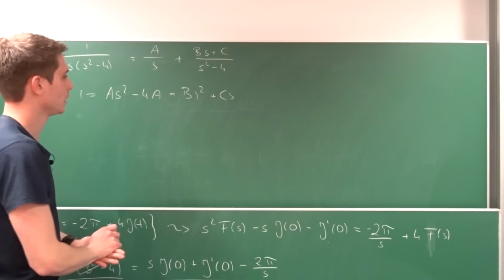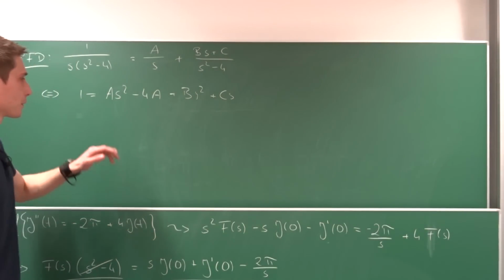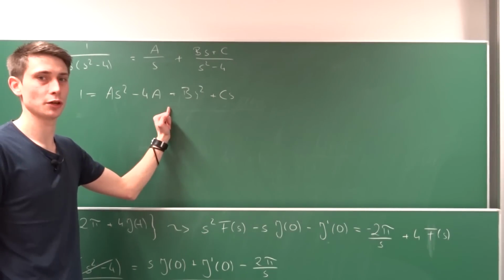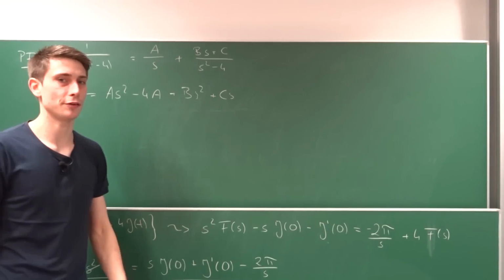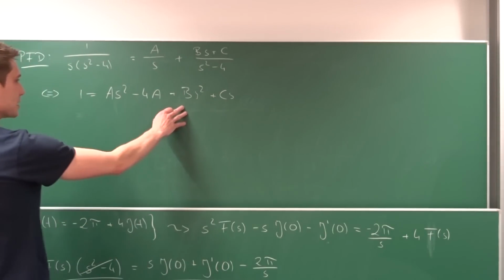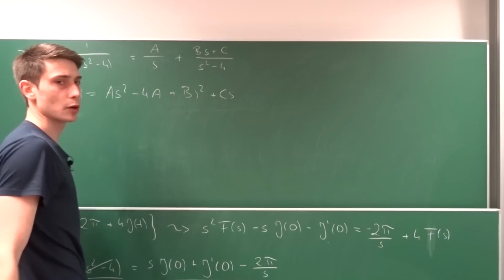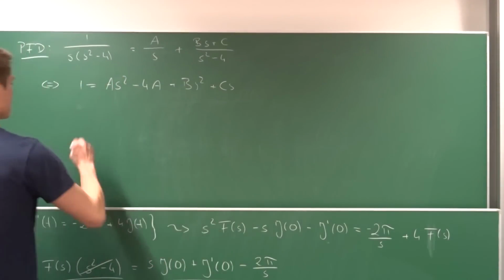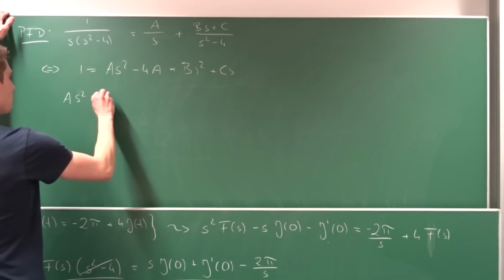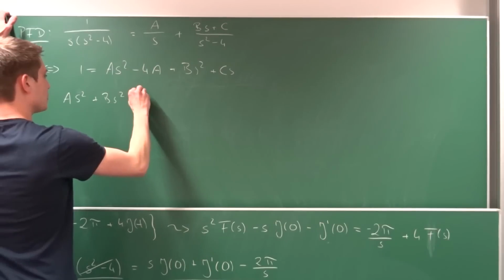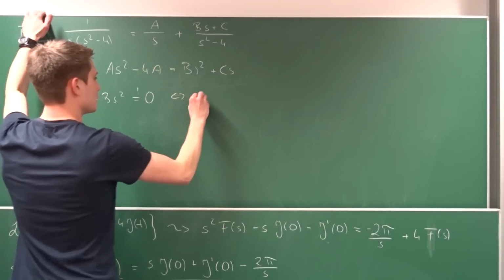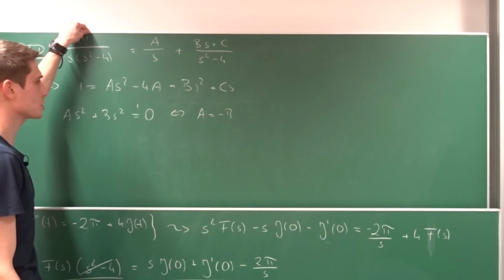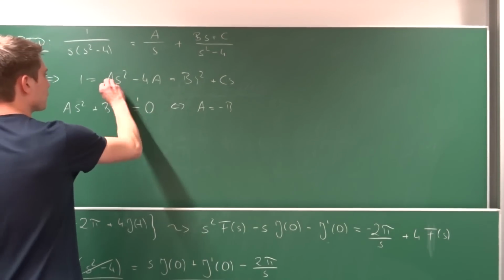Okay, great thing. Can we conclude anything? This polynomial has a degree of 0 on this side, but this polynomial has a degree of 2 right now. So we need to get rid of everything that's higher than degree 0 on this side. So that means As squared plus Bs squared need to be 0. That's the first condition. So As squared plus Bs squared need to be 0, but that also means that A equals minus B. Okay, that's the first conclusion. So we got rid of those two terms.